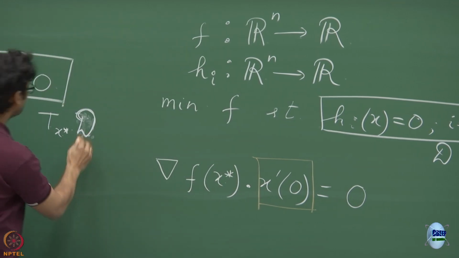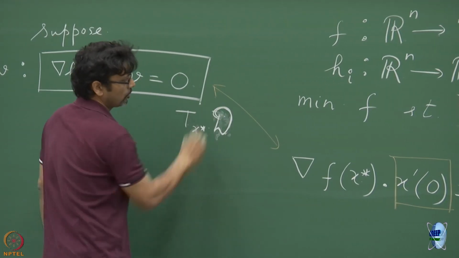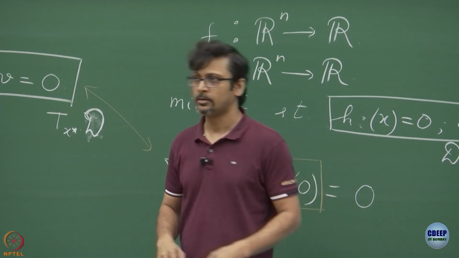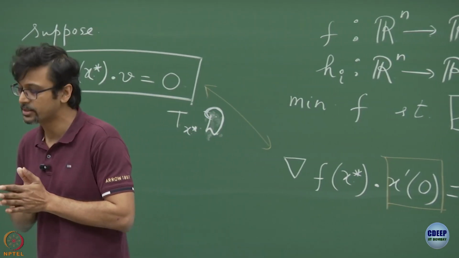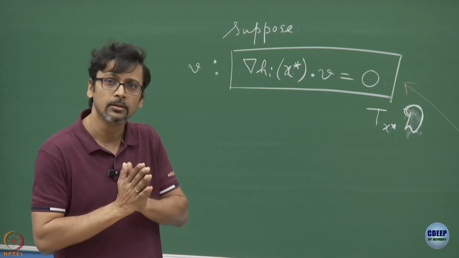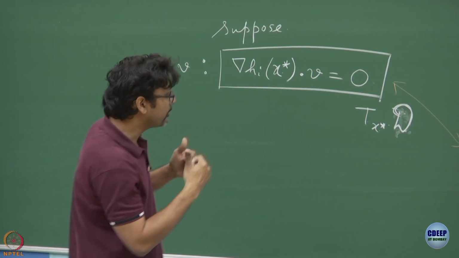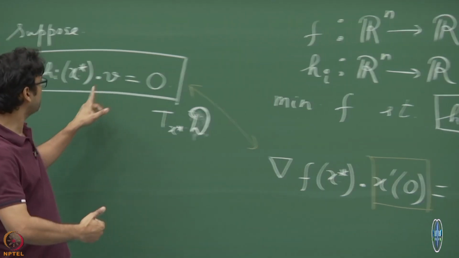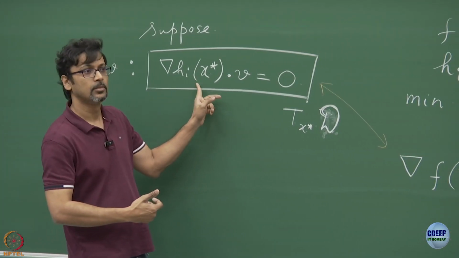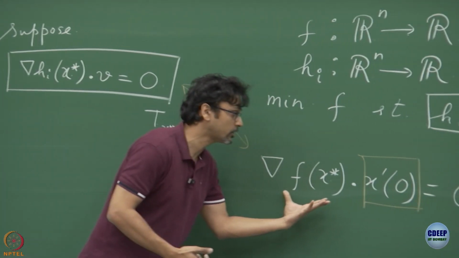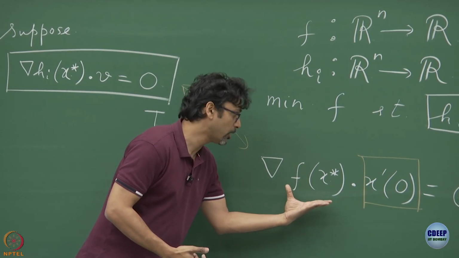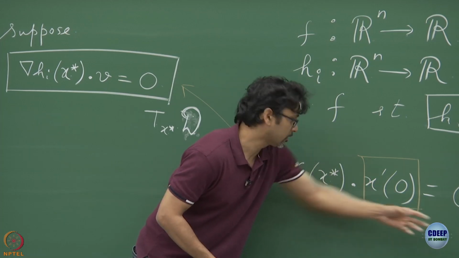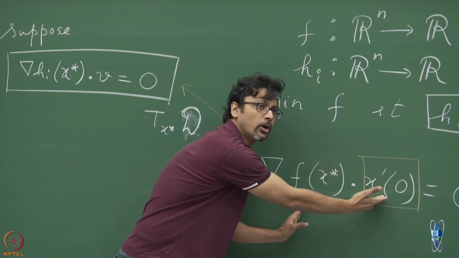So combining these two, what do you think we might possibly claim? The claim, of course, again just a reiteration, is the following: for every feasible tangent direction, which is given by this condition, you must have that the dot product of the grad of f at the point x star with such tangent directions must be 0. In other words, these must be orthogonal.